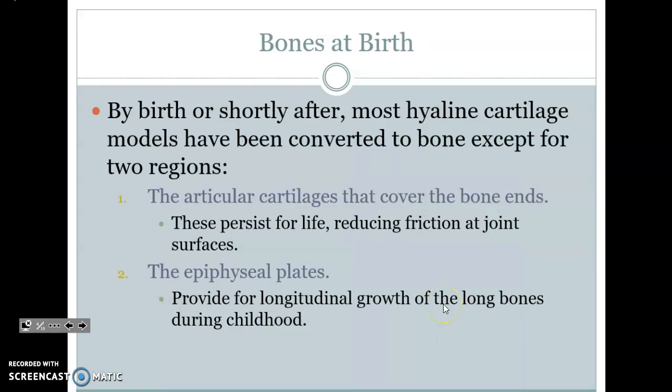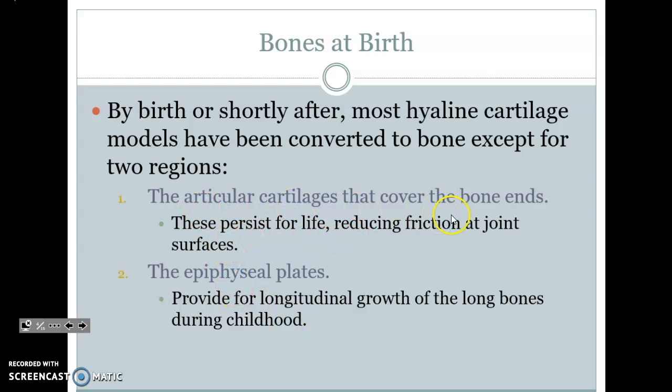So by birth or shortly after that, you have mostly hyaline cartilage, like we saw in that picture earlier, and it'll be converted into bone eventually. So you have the articular cartilages that cover the bone's ends, and the epiphyseal plates, which I showed you in that picture earlier. That's the separation between the two ends of the bones and the middle of the bone there. So that's the process of converting cartilage into bone.